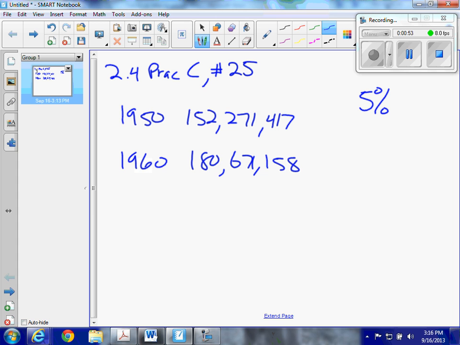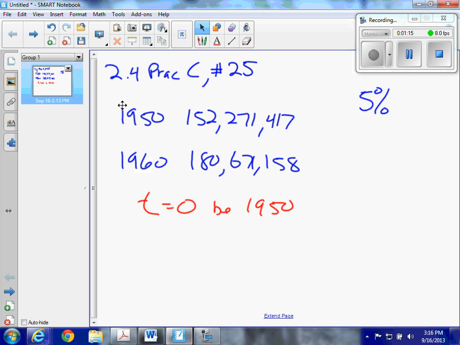because what they're asking me to do in problem number 25 is find a linear model for the U.S. population from 1950 to 1960. And they say, let t equals 0 be 1950. And that, again, also may or may not be important. So when I'm looking at something like this, I can look at it in a number of ways.